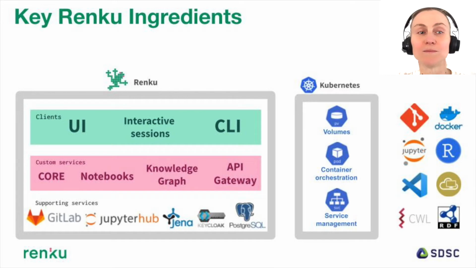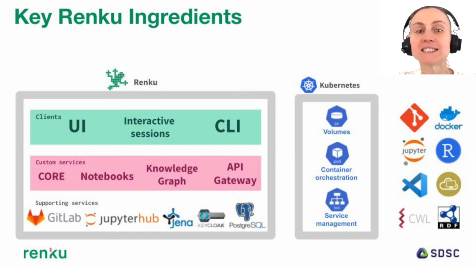In the top panel, we see the clients consisting of the web user interface, interactive sessions, and command line interface that connect to supporting services using Renku Core, Notebook Service, Knowledge Graph, and API Gateway. These supporting services consist of GitLab for Renku project repository management, JupyterHub for interactive session management, Keycloak for authentication, the graph database Jena to store the Renku knowledge graph, and the PostgreSQL relational database for GitLab, JupyterHub, and Keycloak.